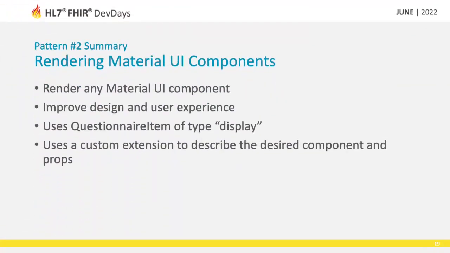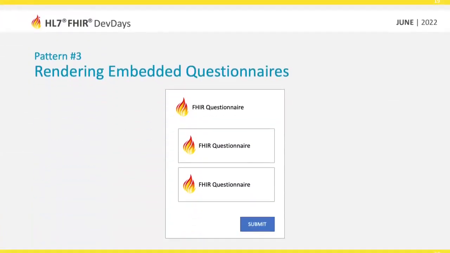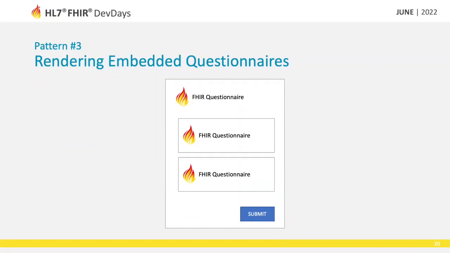This pattern allows us to render any Material UI component on our forms. This is a super useful pattern for improving the design and ultimately the user experience of our forms. Like the first pattern, we used a custom extension object to drive this functionality. This last pattern clearly demonstrates the power of extending FHIR with a custom form renderer.